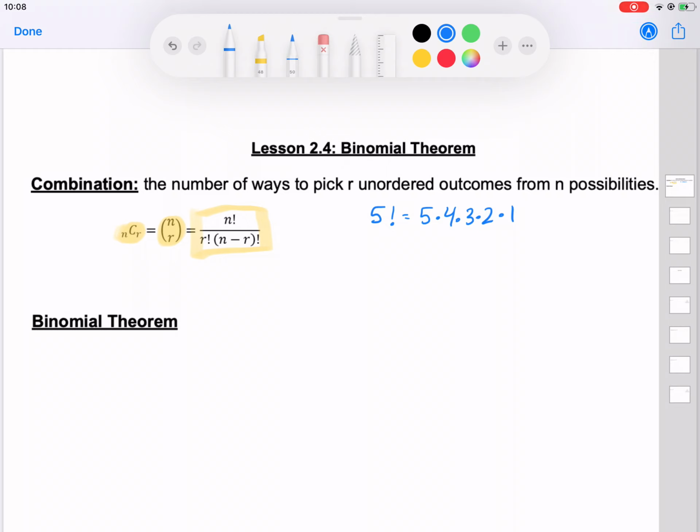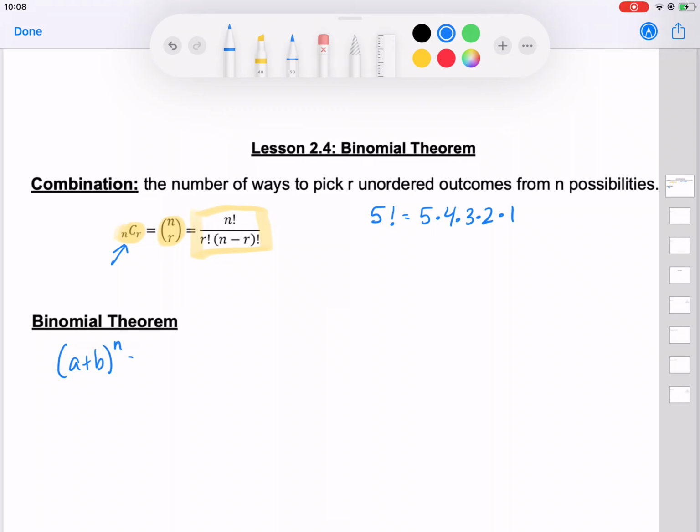Your calculator has the ability to do factorials. If you look at the PRB, it also usually has the ability to just do the n choose r. Look for a PRB, that stands for probability button, or the math button if you have a graphing calculator. If you can't find it, let me know. Okay. But this is how the binomial theorem works.